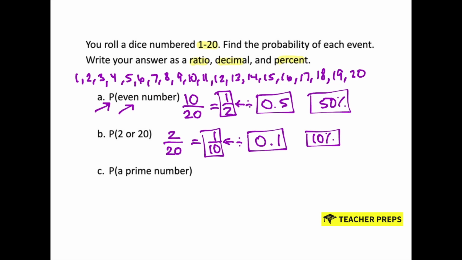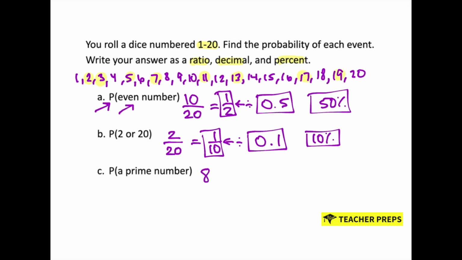The next problem says that we want a prime number. A prime number has exactly 2 factors, 1 and itself. 1 is neither prime nor composite. So we have 2, 3, 4 is not because you can take 2 times 2, 5, 7, 11, 13, 17, and 19. How many is that?